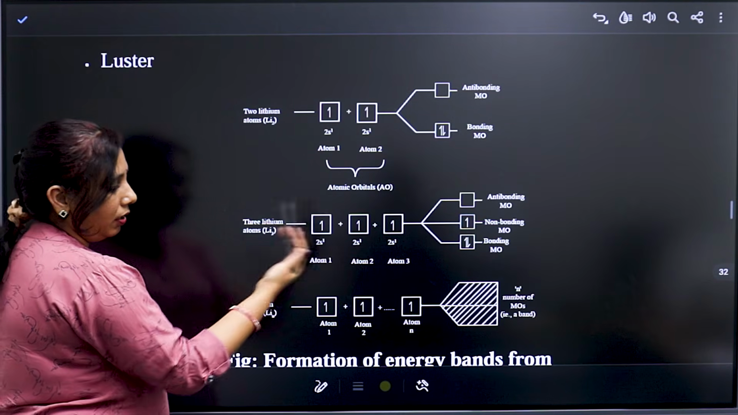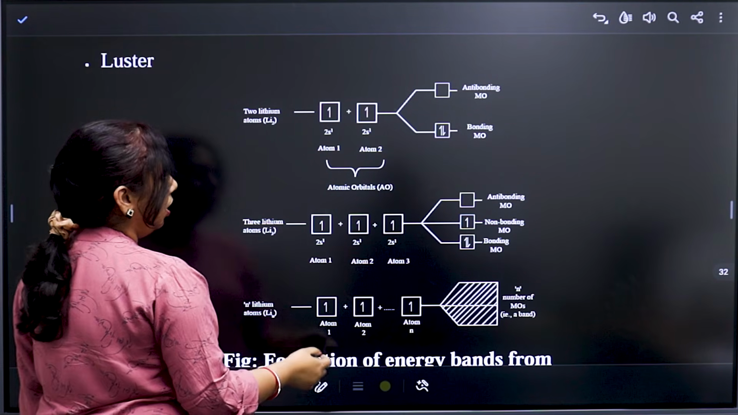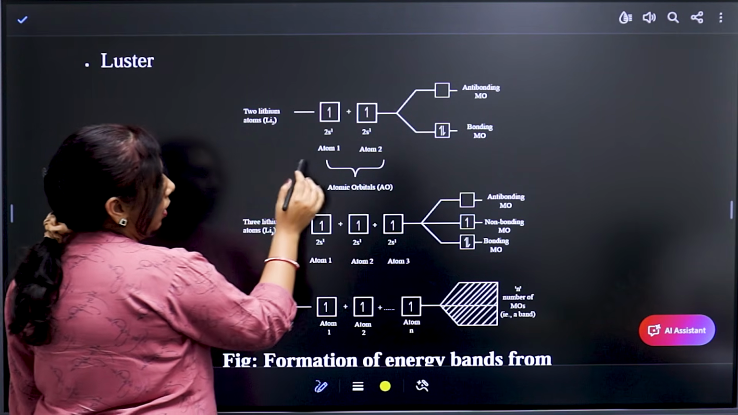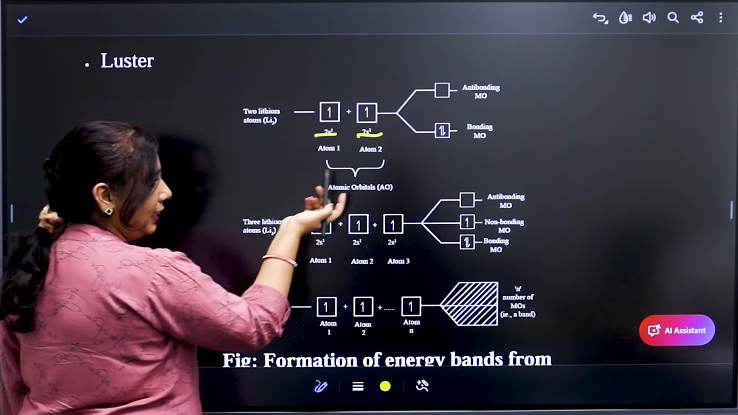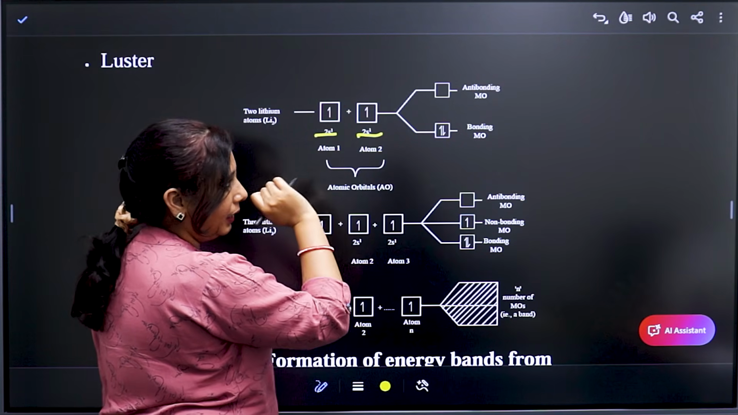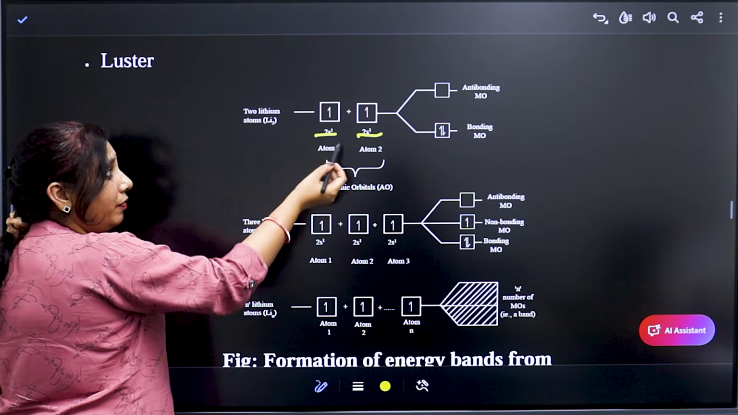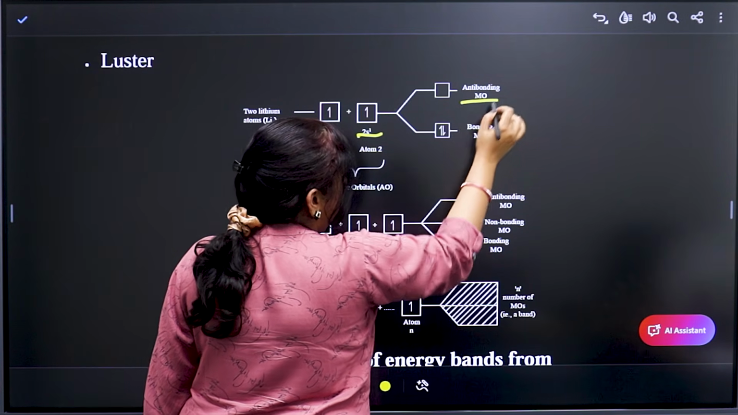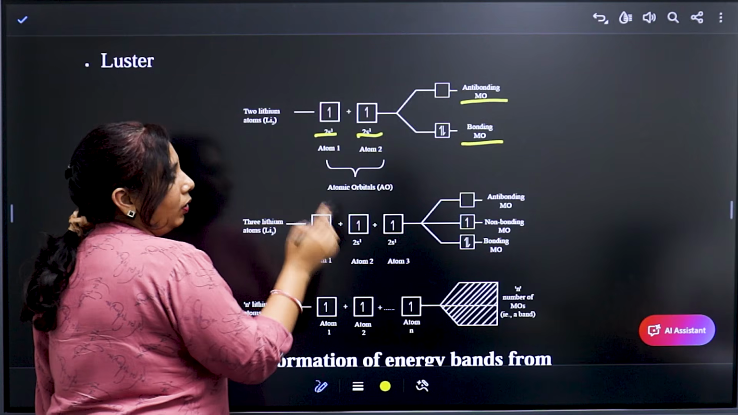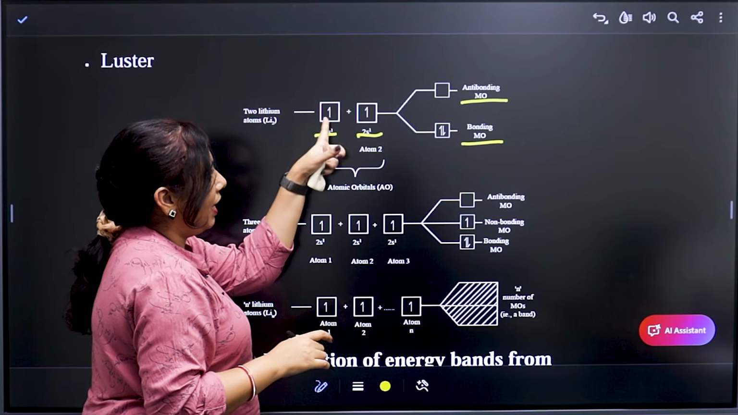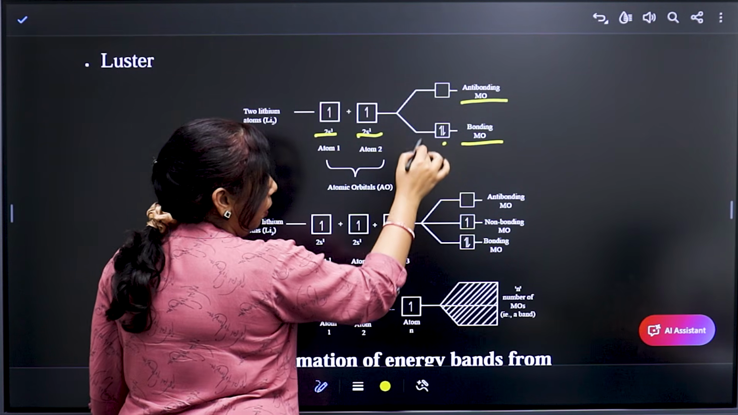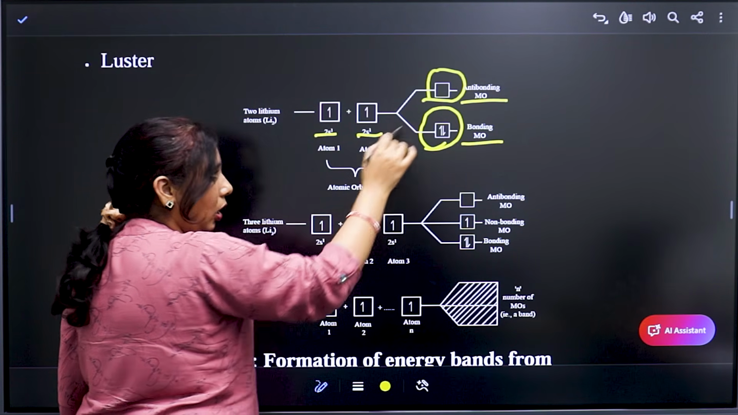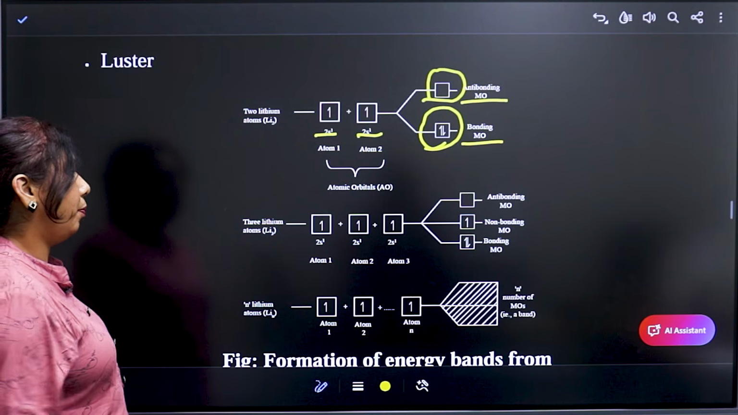Then let us see how band formation happens. For example, here we have taken two lithium atoms, 2s1, 2s1. First lithium atom, second lithium atom. These are atomic orbitals. Now these two combine to form two molecular orbitals, called bonding and antibonding. So these two electrons will pair in the bonding molecular orbital, and one empty orbital is formed, called the antibonding molecular orbital.